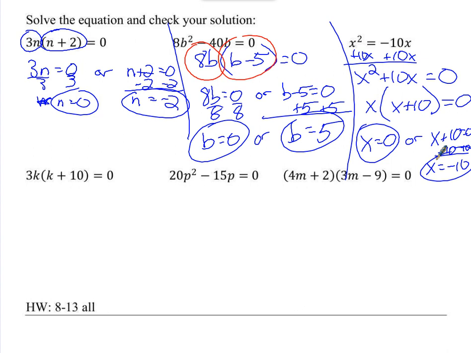Now to check this, go back to the original problem. Plug 0 in. What's 0 squared? 0. What's negative 10 times 0? 0. 0 equals 0. True? Yes. Take negative 10, plug it in. What's negative 10 squared? Positive 100. Then we have negative 10 times negative 10. What is that?